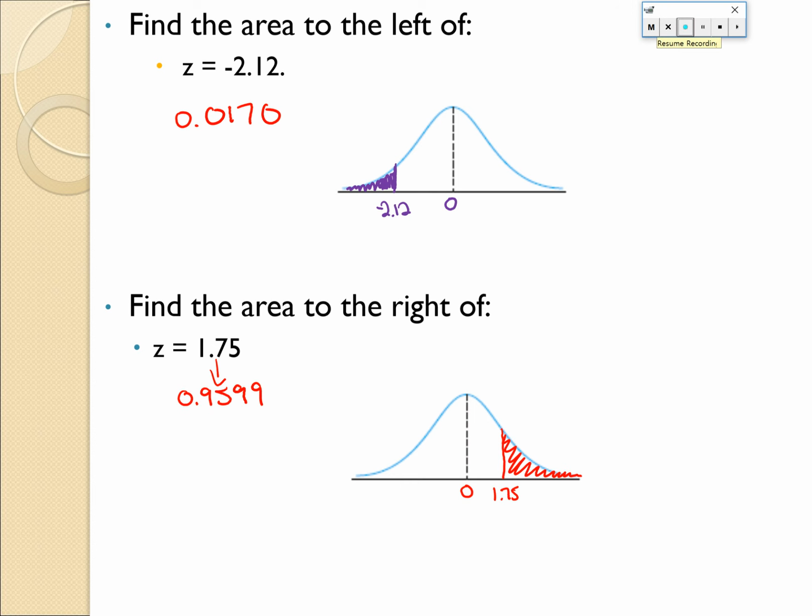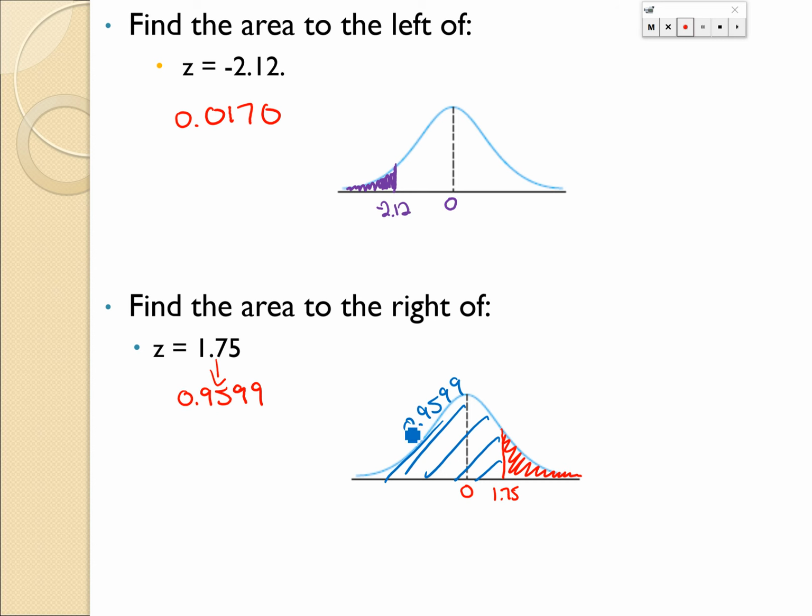So the table gives us the area to the left. So I know that this area over here is 0.9599. I don't want that though. I want the other piece. So how am I going to get that red shaded piece that's to the right? Subtract it from 1. The area under the whole entire curve equals 1.